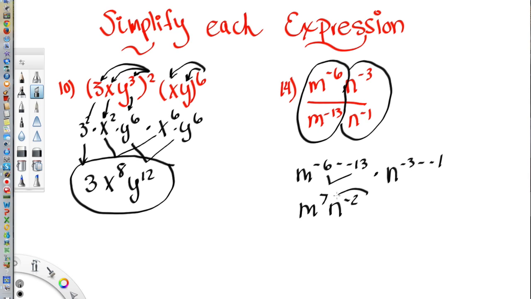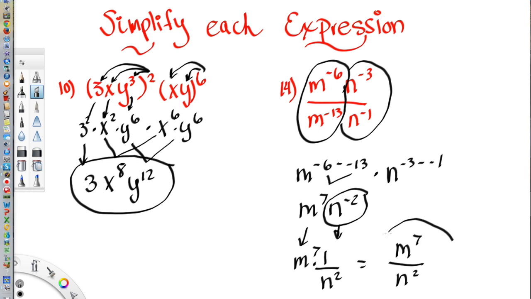I've got a negative exponent here, so I'm not done with this. I will bring down my m to the 7th power, and then my n to the negative 2nd power will be expressed as a fraction, 1 over n to the 2nd power. Let's clean this up, and I end up getting m to the 7th power over n to the 2nd power. And that is my final answer for that problem.